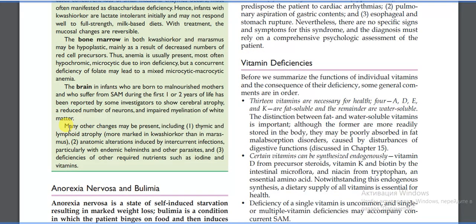Many other changes may be present, including thymic and lymphoid atrophy, which leads to immunity depression, anatomic alterations induced by intercurrent infections, particularly with endemic helminths and other parasites, which are very abundant in Africa, and deficiencies of other required nutrients such as iodine and vitamins.